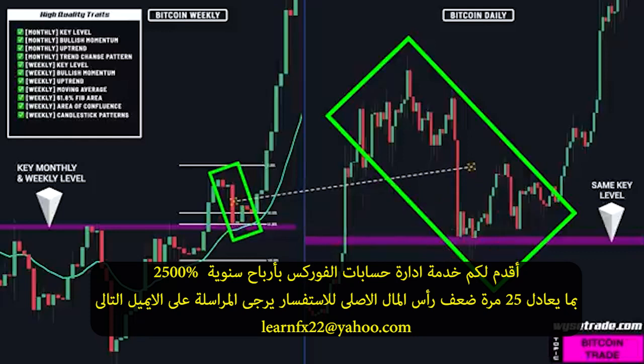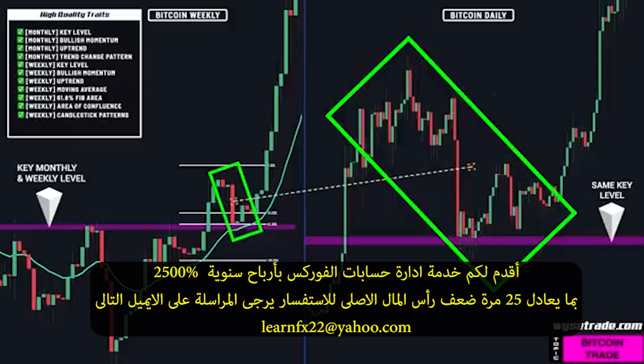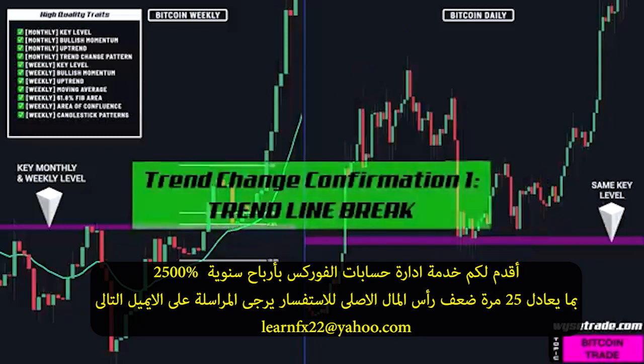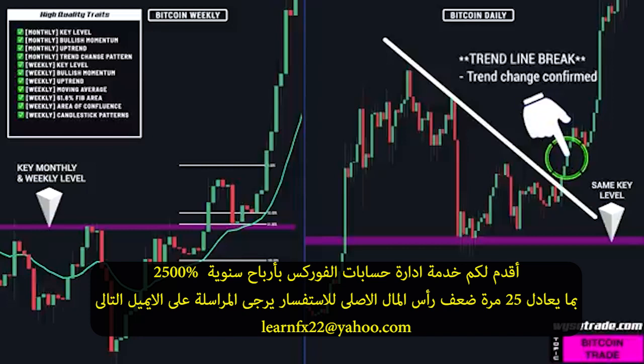Now on the weekly time frame, notice that you couldn't see the swings of price. Whereas on the daily time frame, you can clearly see the swing highs and lows and movements of price. So again, we are looking for price action that signals a trend change from a downtrend to an uptrend. And we got this trend change pattern in two forms. The first is the trendline break. On the daily time frame, we can easily place a trend line onto the immediate trend like this. And then once you had that trend line break, this was your first trend change confirmation.